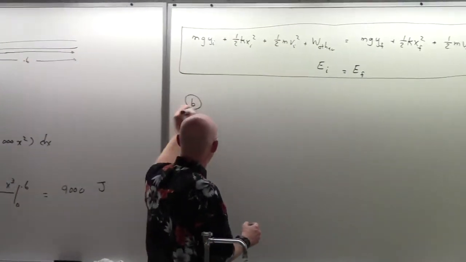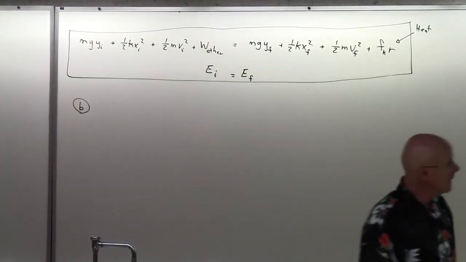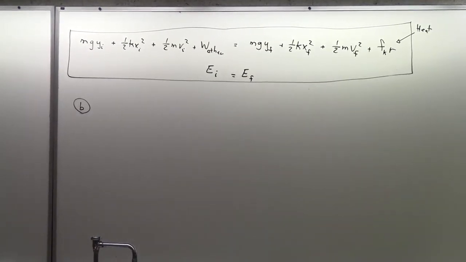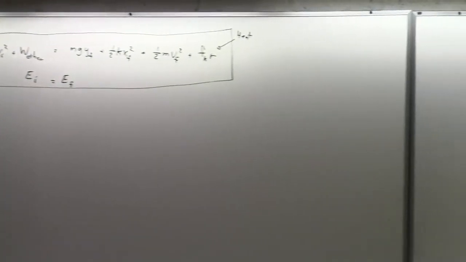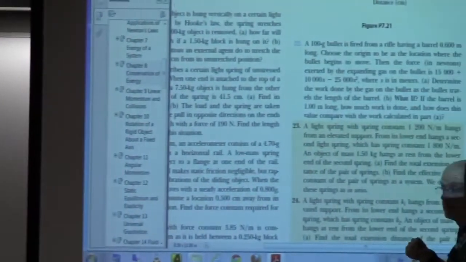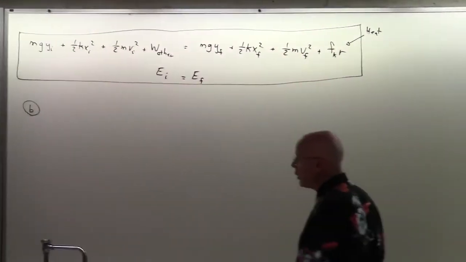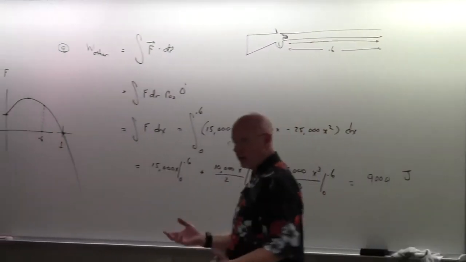I think B has the next part of this. B says, okay, now what if the barrel was longer, 1 meter long? Oh, good. We've kind of already talked about that. How much work would be done? And compare it to A. I think you would agree that it would be more work, right?